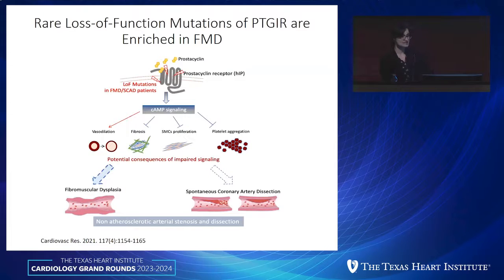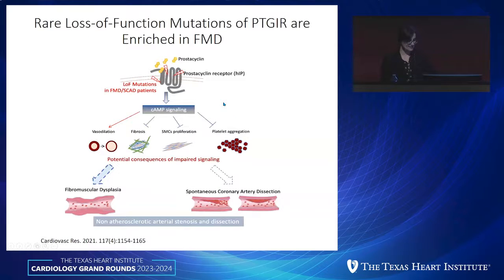There's some other interesting data coming out on the genetics of FMD. I should make the point that this is definitely a polygenic disease. It's not going to be one gene that's causing all the variety of manifestations. This was an interesting study looking at a loss of function mutation for the prostacyclin receptor. They identified it first in related patients with FMD and then confirmed it in non-related patients across the US and Europe. And what they found was that this mutation was enriched in patients with fibromuscular dysplasia and also identified in some patients with spontaneous coronary artery dissection.